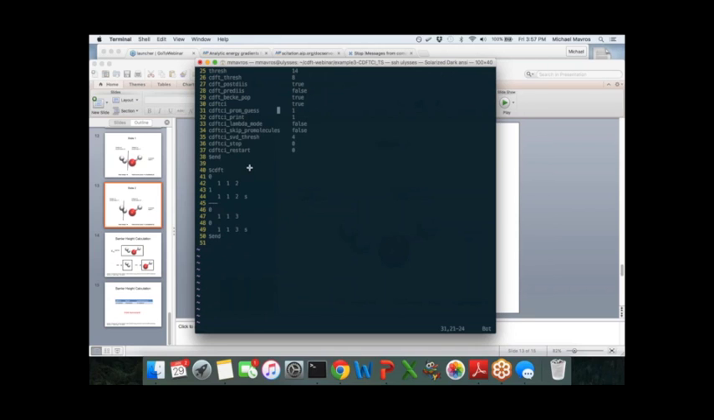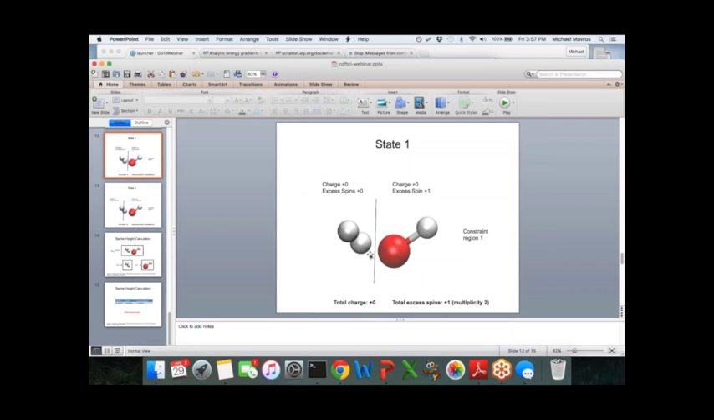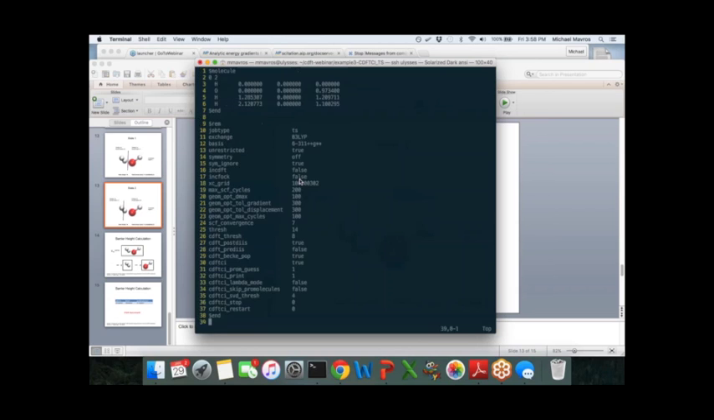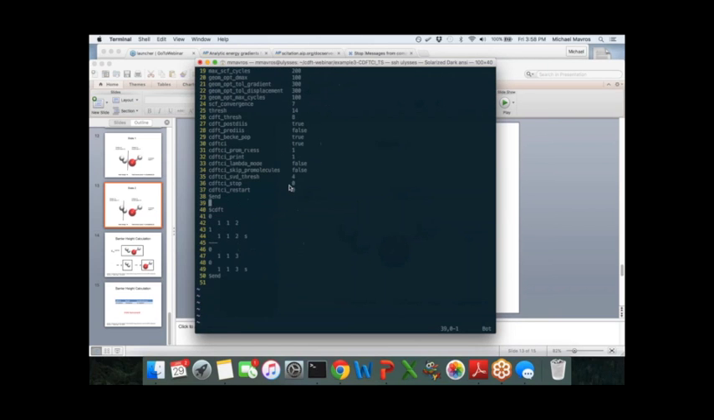Okay, so again, the CDFT block of this. So we want to constrain, again, going back to our states from before. One of our states is going to be H2 and OH. Our other state is going to be H and H2O. Okay, so right here we have atoms 1 and 2, which, going back up to our molecule block, are the OH fragment, are going to be constrained to have 0 excess charges and 1 excess spin. And that's going to be state 1.